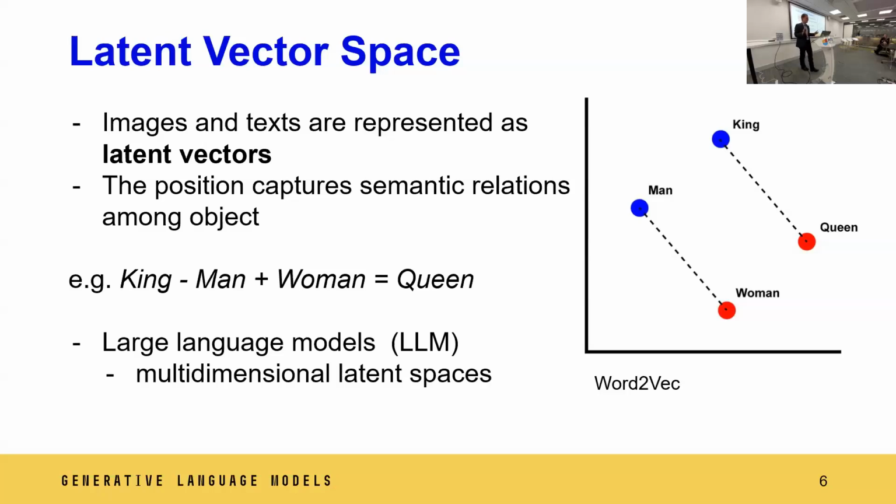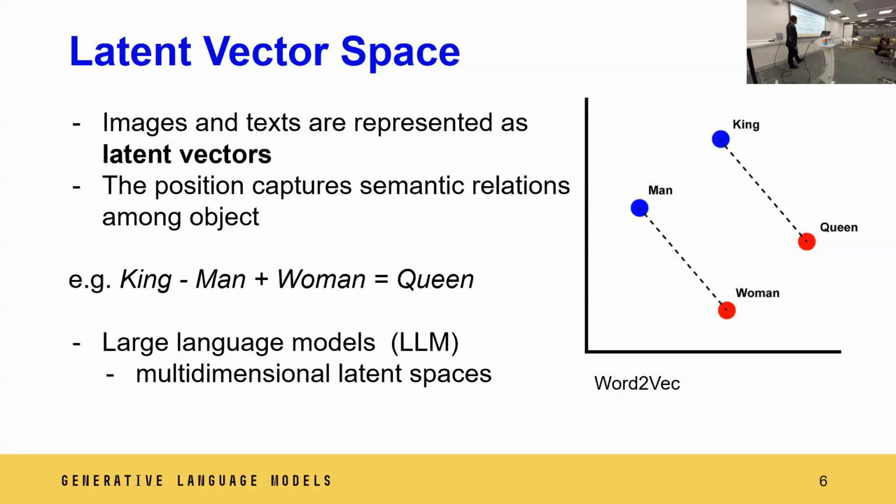GPT 3.5 uses 8,192 dimensions. So each word or each token is represented as a sequence of more than 8,000 real numbers. And it was trained in a way that is able to capture semantic relations between the entities.